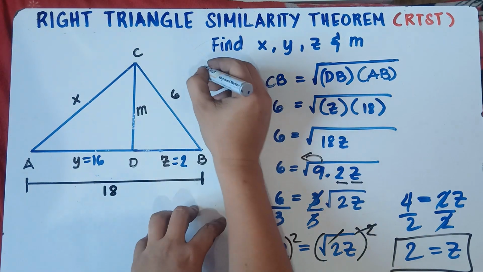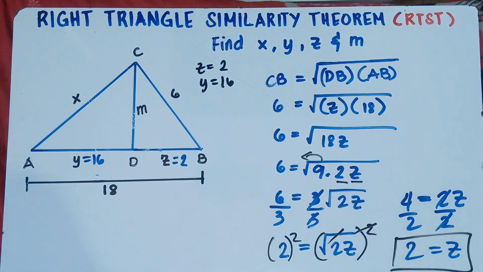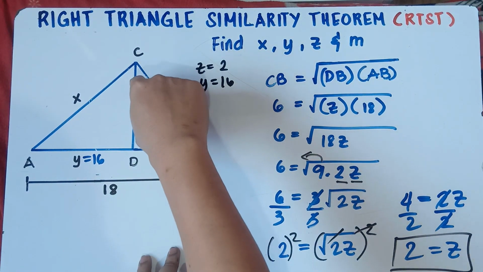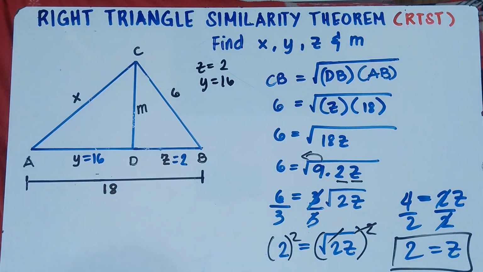So let me write the answer. We have z equals 2, y equals 16. Alright, can we find this altitude? Yup, we can find this altitude because we have AD and DB. Let's find m.